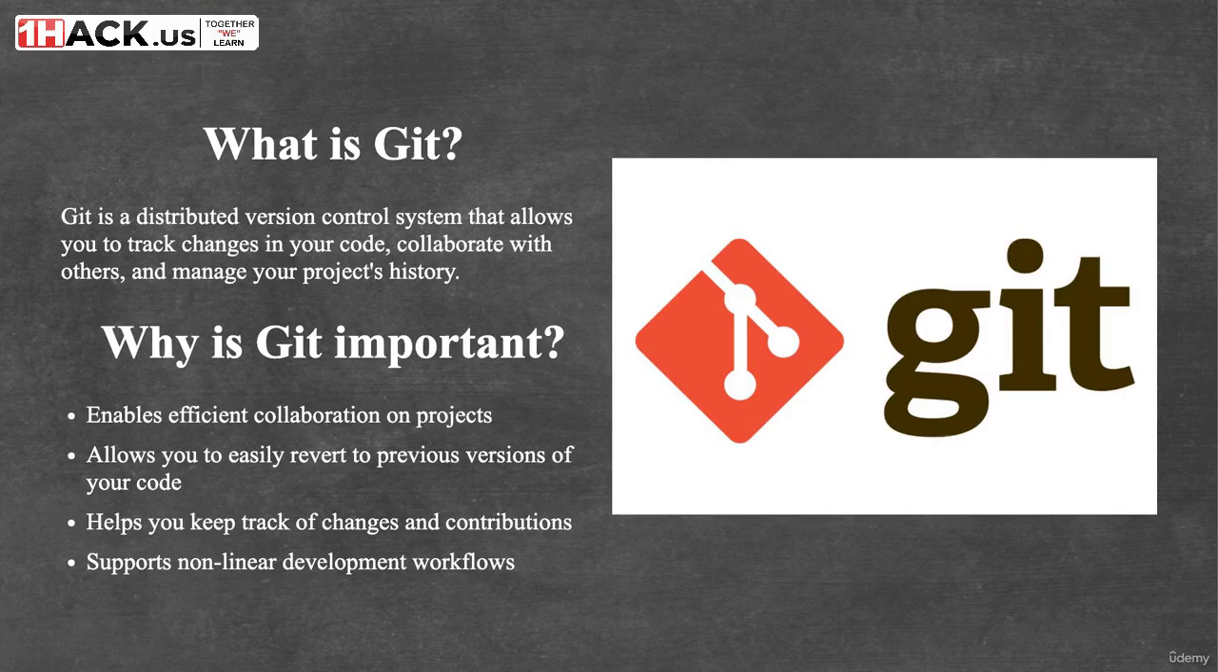Git supports nonlinear development workflows, which means that you can work on multiple features or bug fixes simultaneously and then merge them back into the main codebase when they're ready. This flexibility and the ability to maintain a complete history of your project make Git an invaluable tool for any software project, regardless of its size or complexity. In the following slides, we'll cover the key steps involved in configuring Git and getting started with this powerful version control system.